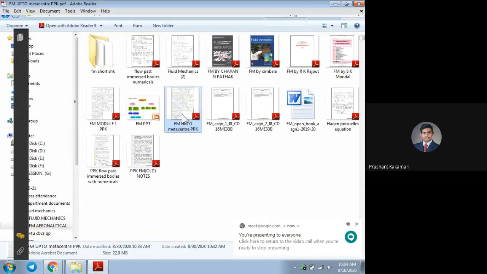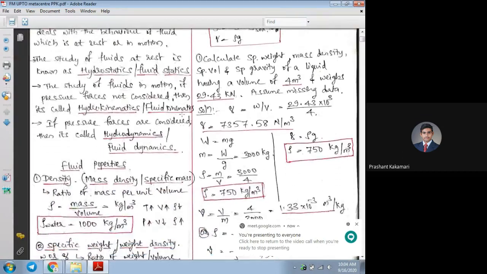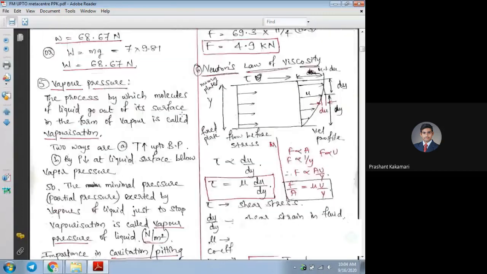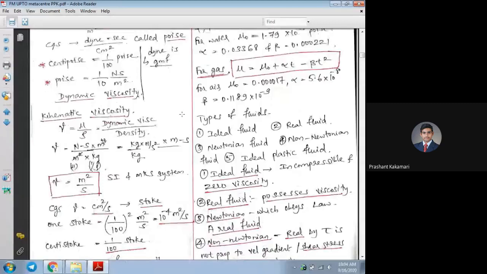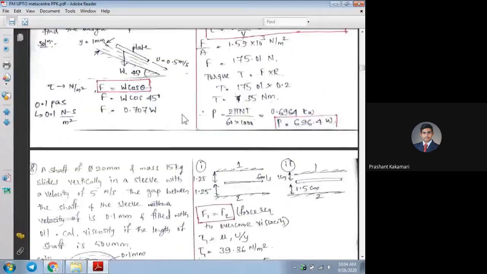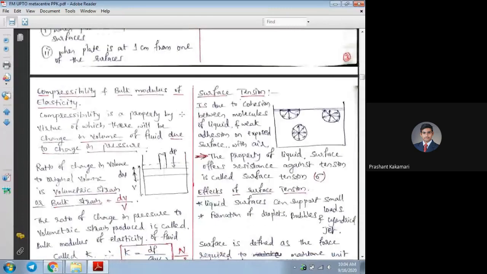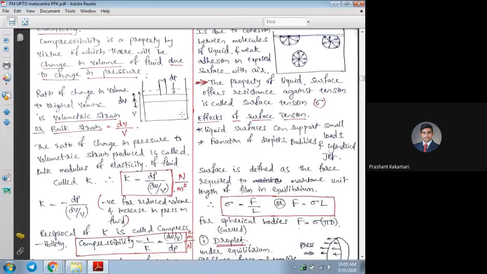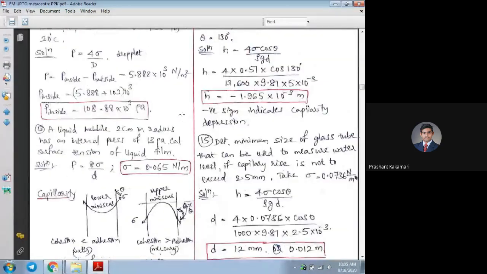Last class we were discussing some properties like bulk modulus of elasticity of fluid, and we discussed some problems on compressibility and other things. Also we discussed surface tension with the droplet, bubbles and the cylinder of infinite length. Now today we'll see other properties.